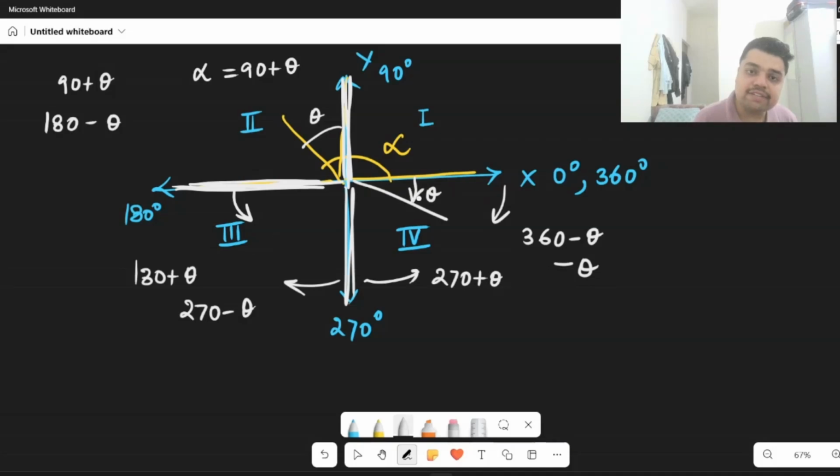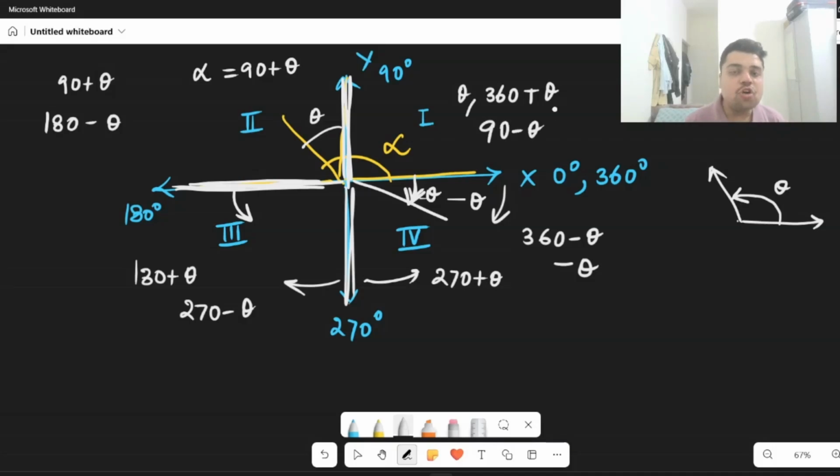This is negative theta. The angle is always measured in the anti-clockwise direction. See, any two rays I draw, we always measure the angle anti-clockwise. So this is my theta. But we are going in the negative or opposite direction. That is why it is minus theta. Understood? Now for the first quadrant, it can be theta, it can be 360 plus theta, it can be 90 minus theta. Right?